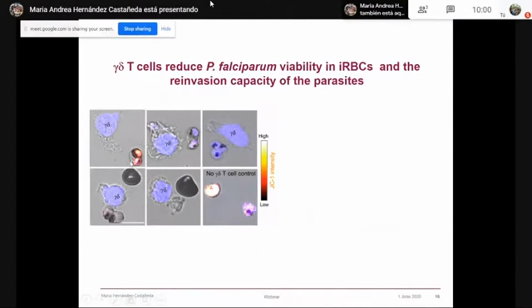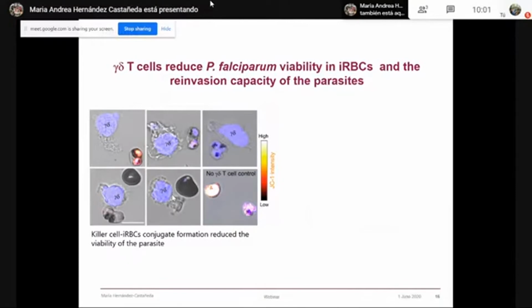You see here a very happy parasite, which is really a red signal. And then as soon as the gamma delta start coming in contact with the parasite, you see that the red signal starts to fade until the conjugate is formed. Here in this panel, you see that there is no red signal. So here we said that these killer cell infected red blood cell conjugates reduce the viability of the parasite.